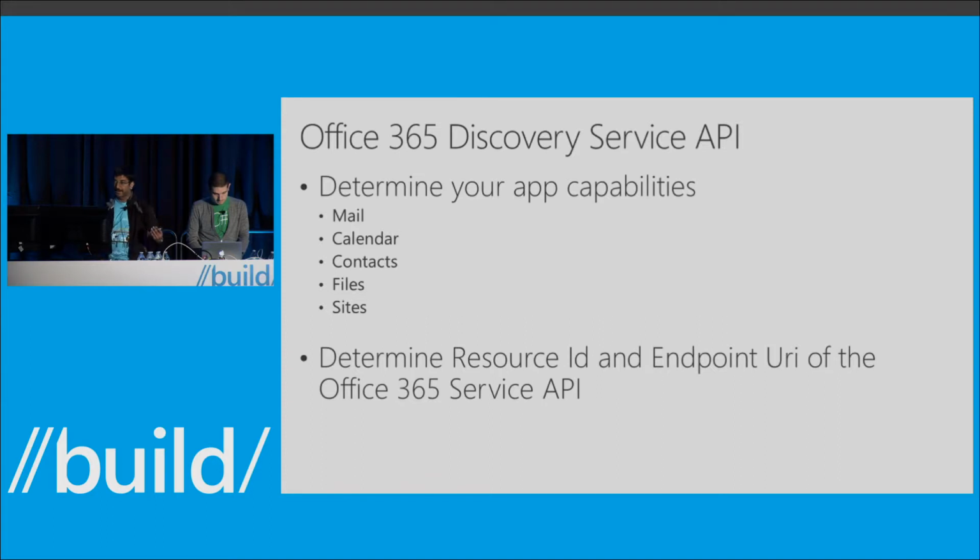So for example, in our instance, we want to get access to calendar. So I can ask Discovery Service to say, hey, give me the information about this calendar capability. So that's going to return you the resource ID of where the Azure AD knows what the calendar service is, and the endpoint URI through which now you can construct your URL or pass into the SDK client respectively.